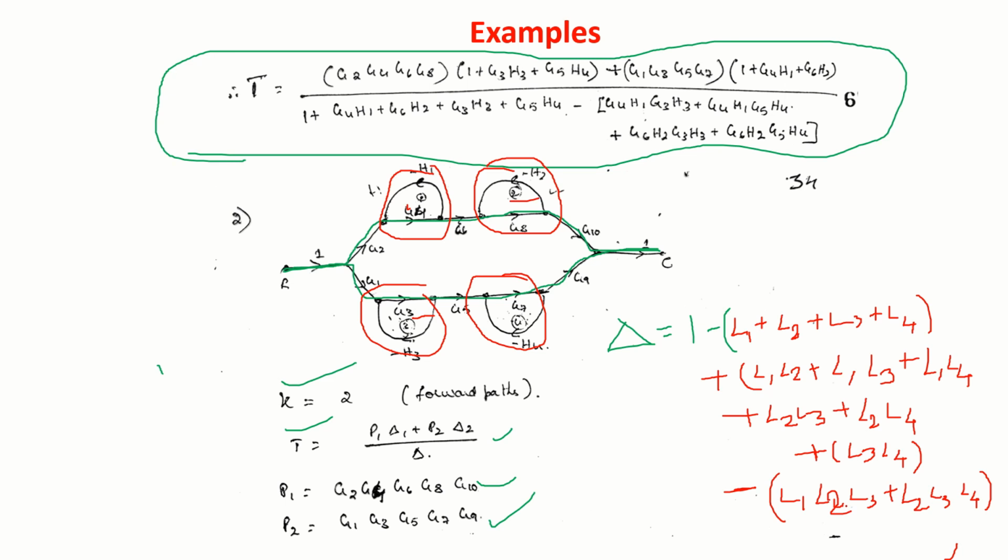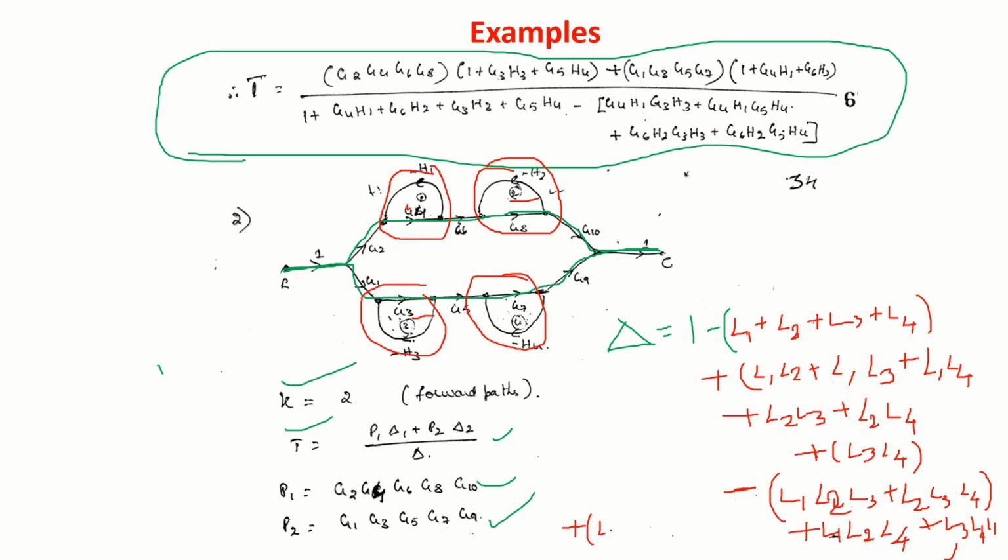Then L1, L2, L4, oh, that is also there. Then L2, L3, L4 we have. Then we have L3, L4, L1 also. Okay. Then we have 4 non-touching.